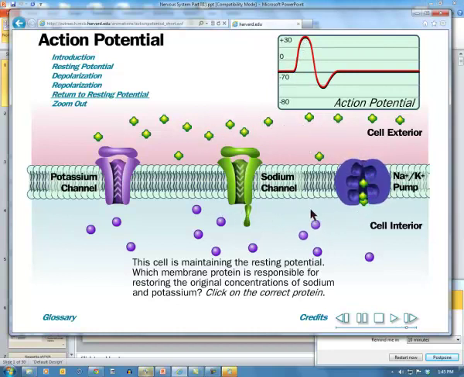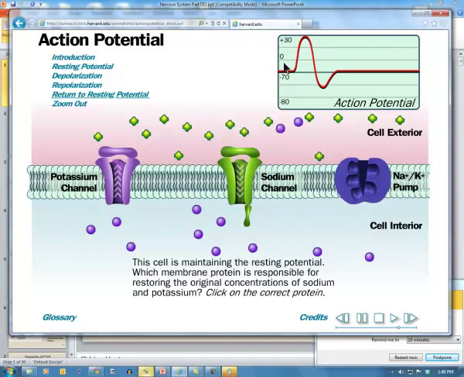So how do we reach threshold to get these voltage channels to open? We need a little bit of positivity inside the cell, going from -70 to -55, and how we accomplish that is through sensory receptors. So sensory receptors are specialized parts of neurons that have sodium channels that will open in response to a stimulus.